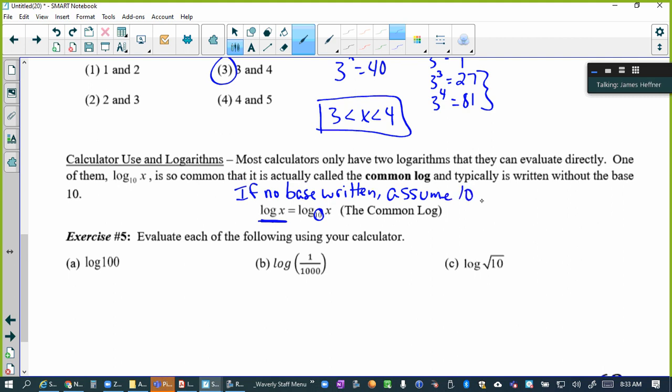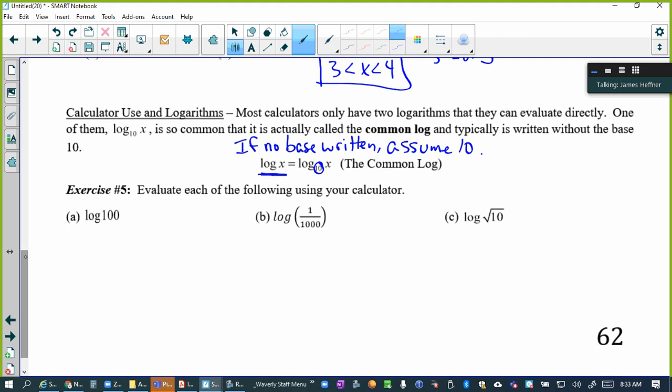Okay? So again, if you just see log of x, you say, well, what base is it? It's base 10. It's the most common one used out there. So just assume it's 10. Right? So let's look at some examples here. Exercise 5. Log of 100.